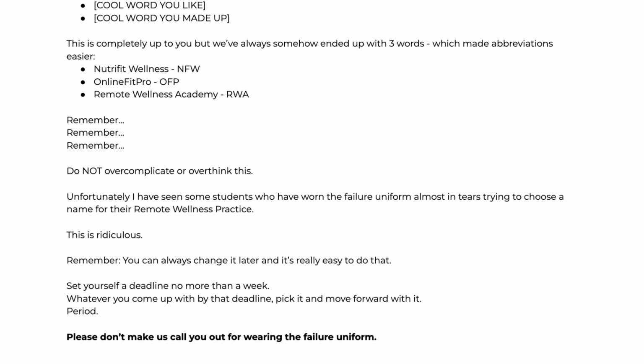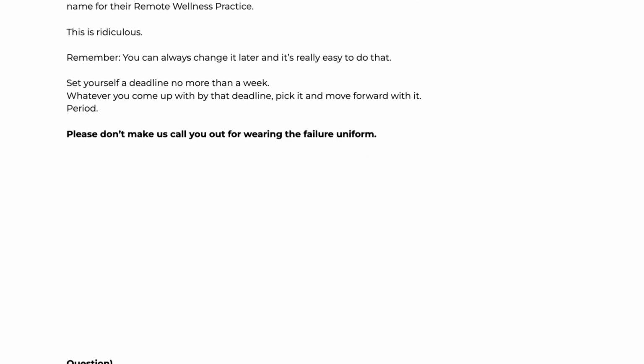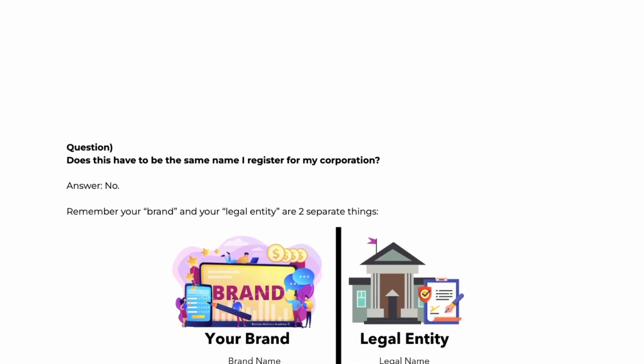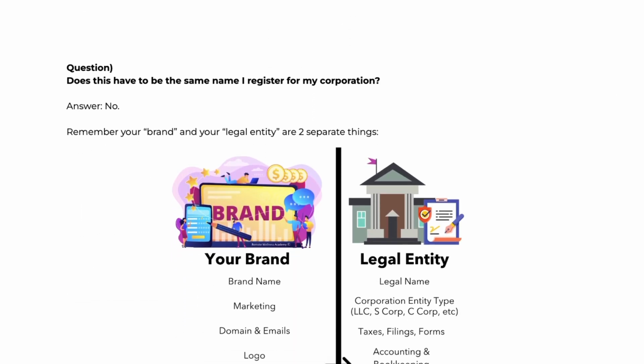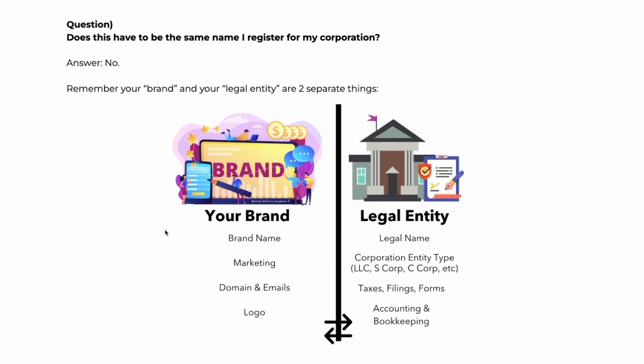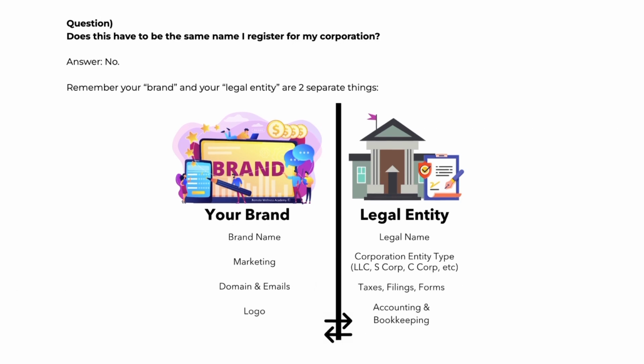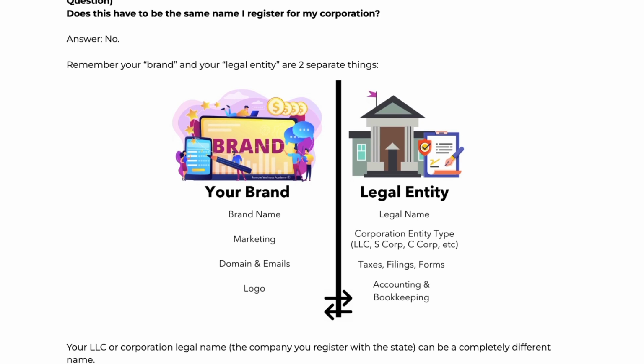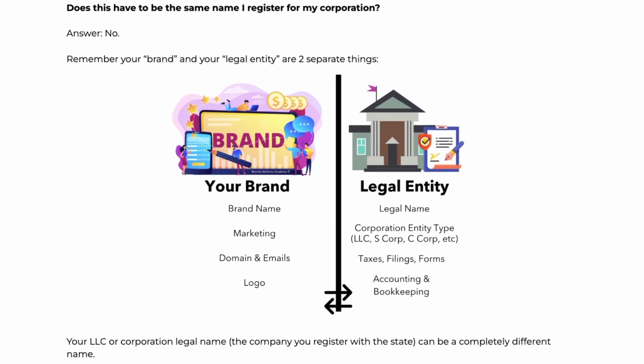Having said that, the other question that does come up at this point that students will sometimes ask is, does this name that I pick have to be the same name that I have registered for my corporation? No, because remember, we talked about this, we have your brand, and then you have your legal name, okay? The legal name that you have registered with the state can absolutely be something different, okay? Your LLC or corporation legal name, the company that you register with the state, can have a completely different name than you choose for your brand.